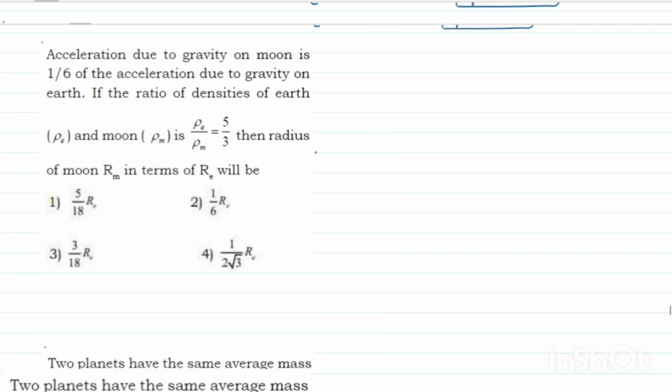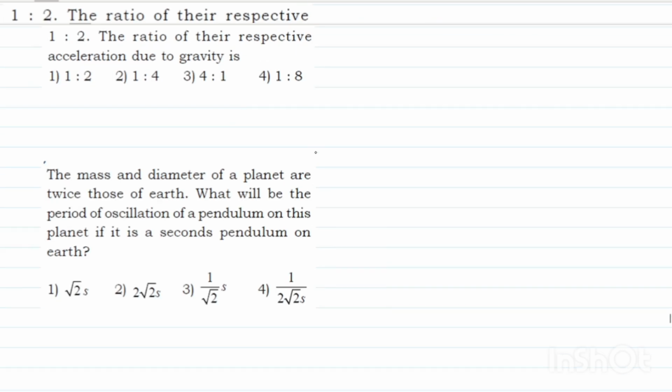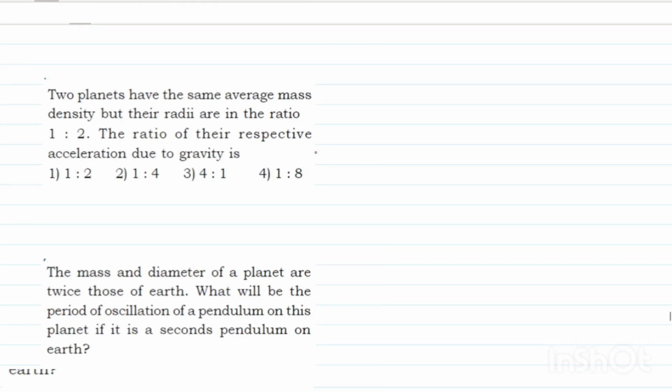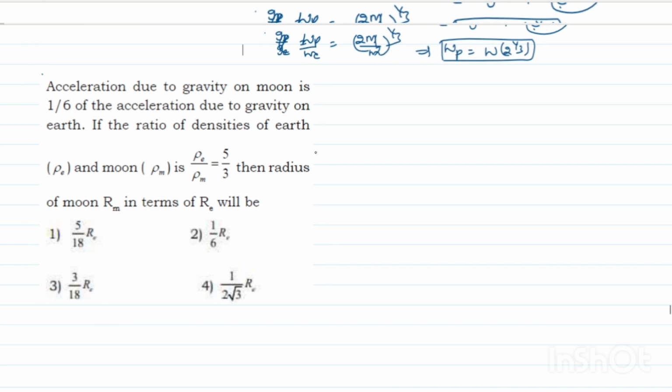Let us see the next question. The acceleration due to gravity on the moon is given as 1 by 6 of the acceleration due to gravity on the Earth. If the ratio of the density of the Earth and moon is 5:3, they are asking for the radius of the moon, RM, in terms of RE.